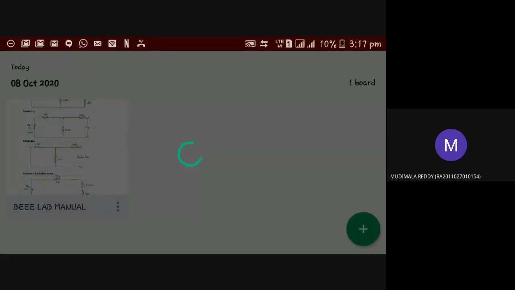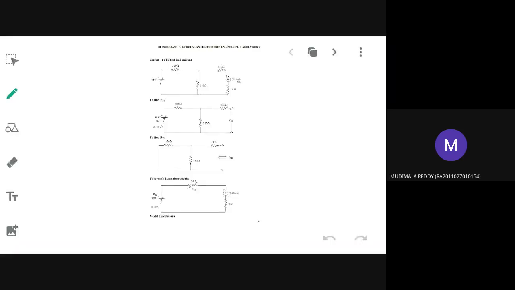When it comes to Thevenin's equivalent, two things you have to determine: one is VOC and one is R Thevenin. Using those two only you will draw Thevenin's equivalent. Norton's theorem means you need to find out R Thevenin and the short circuit current. Then you will draw Norton's equivalent. That's all. Very easy only.